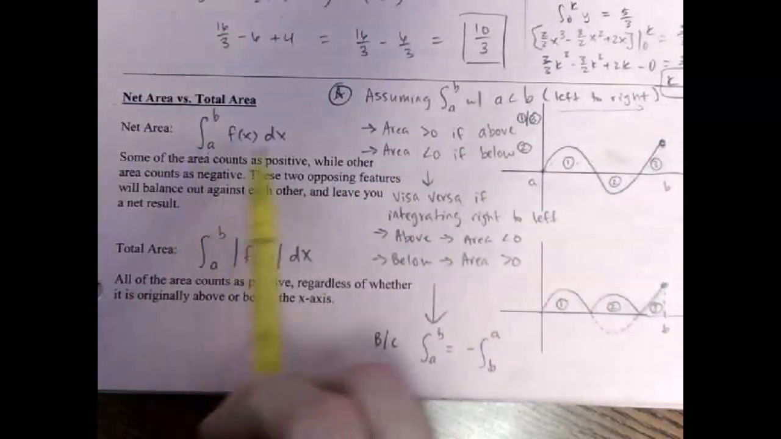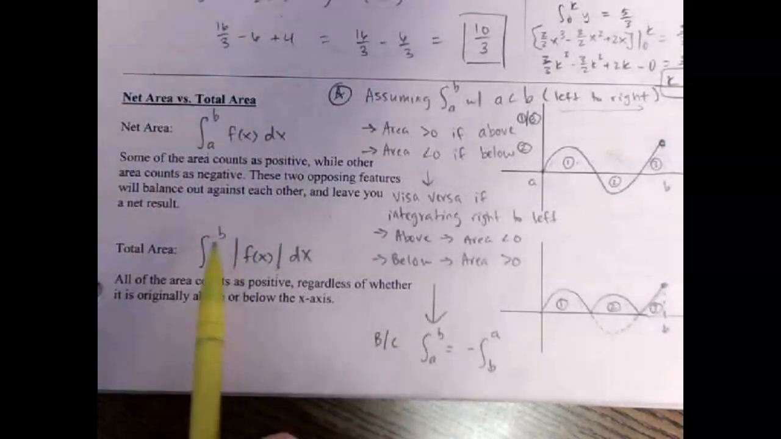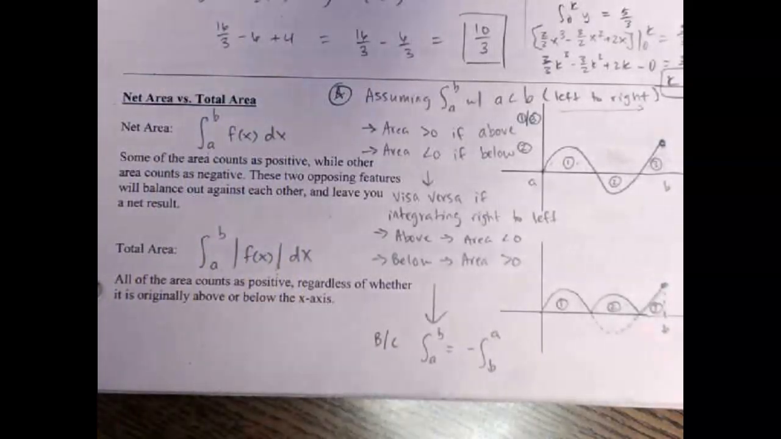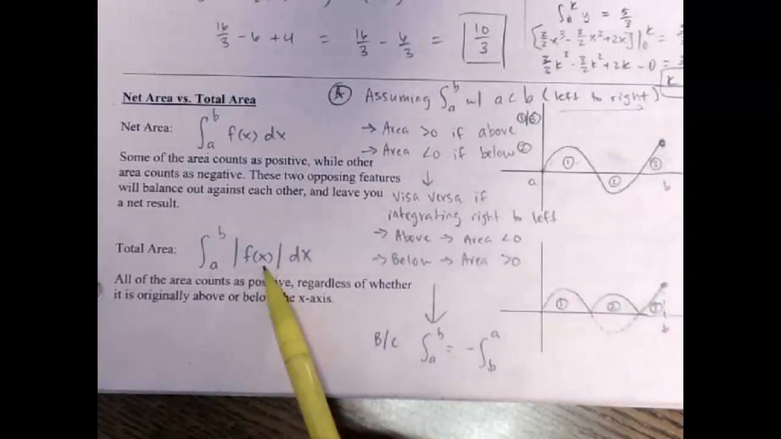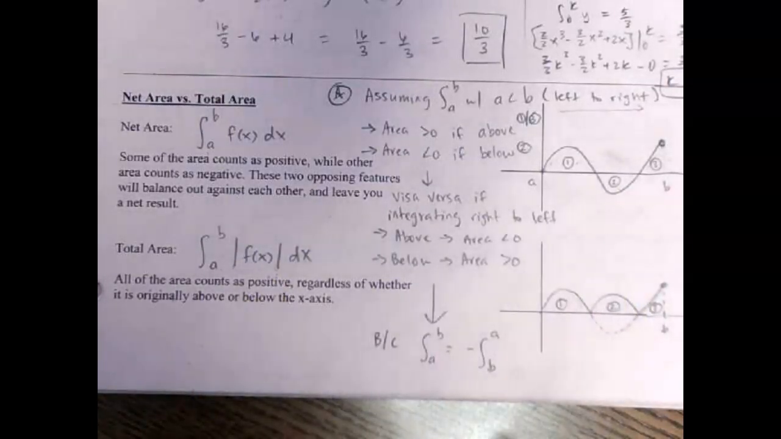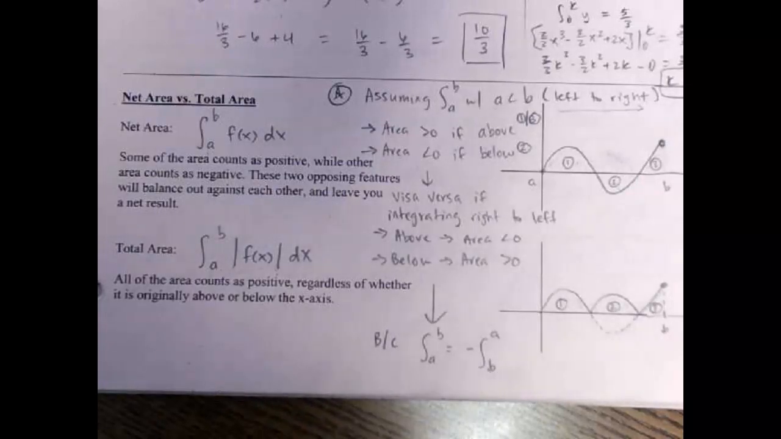But a regular integration is net area. The absolute value would be your total area. It wouldn't really care if that area is beneath, it doesn't matter. You still have the size of that area, and the absolute value is how we can find the size pretty quickly and pretty easily.